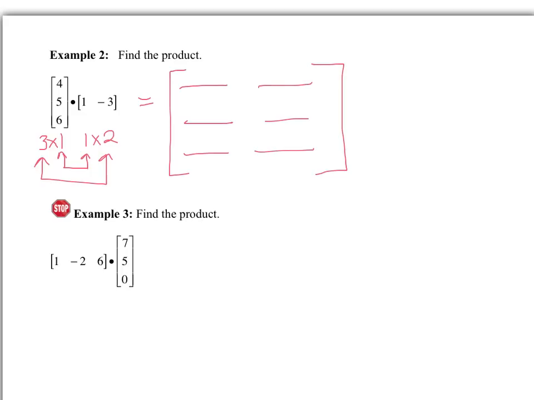All right, so again, matrix multiplication is rows times columns. So my first row is 4. My first column is 1. 4 times 1, 4.